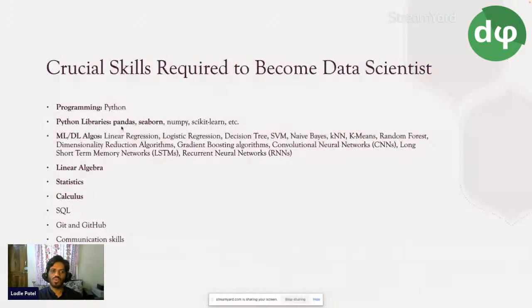Pandas. You don't have to go into detail of pandas. You don't have to go into detail of Seaborn. You don't have to go into detail of NumPy. And only to get started, only these libraries are enough: Pandas, Seaborn, NumPy, or scikit-learn. This is enough. All you have to do is understand how to use those libraries for your data set.